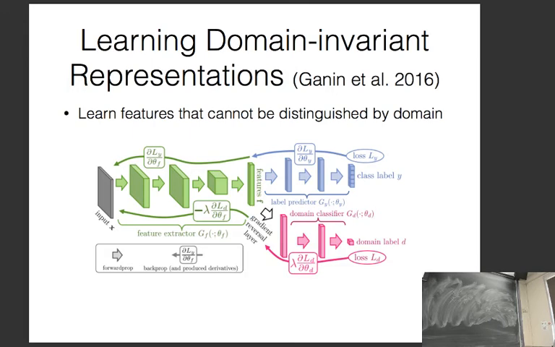But then on the bottom, we have a domain classifier. This domain classifier will try to predict which domain this data came from. If the domain classifier is effective at doing this, that means we're learning domain-specific representations, which is bad. So we flip the gradient and penalize the feature extractor anytime the domain classifier is successful.